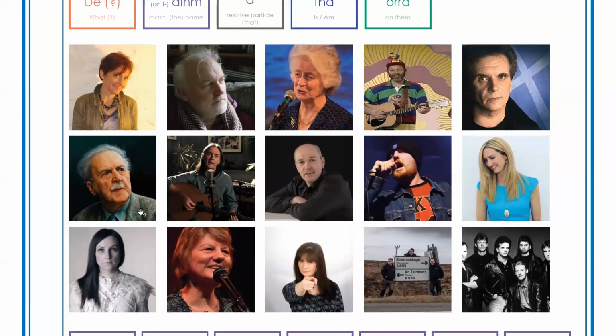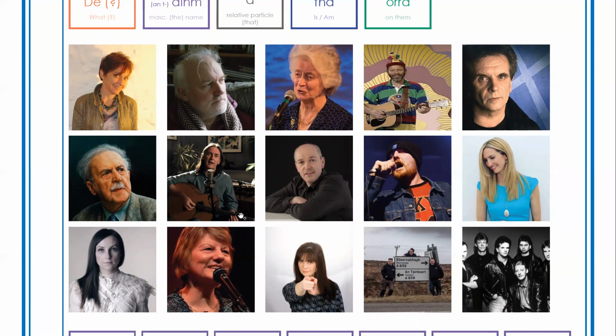What's his name? And we've seen this man a couple of times in the course so far. This is Somhairle MacGill-Eain, famous Gaelic poet from Raasay. What's his name? It's Sorley MacLean. Sorley MacLean is his name. He is from Raasay.